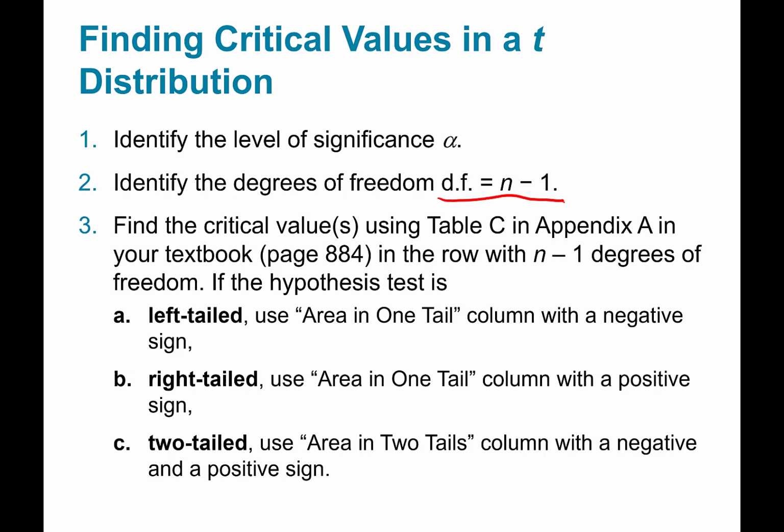If you're doing a left-tailed test, you're going to use the area in one tail column, but you're going to use a negative sign. The t-table only gives you the positive values, so for a left-tailed test you want the negative t value. You just put a negative in front of it, because these distributions are symmetric. Similarly, for a right-tailed test, you use the area in one tail column with a positive sign. And for a two-tailed test, use area in two tails, using both positive and negative.